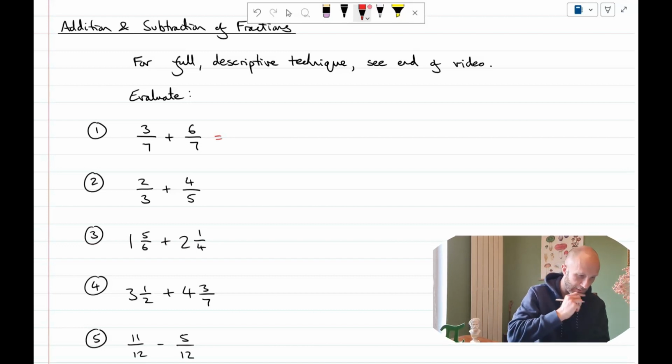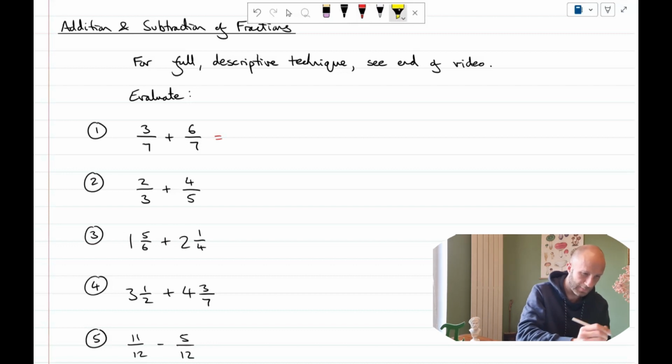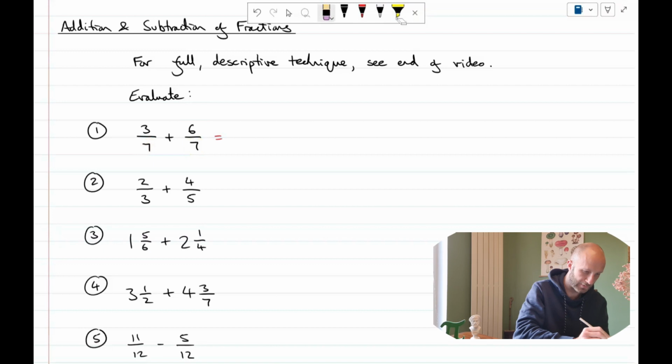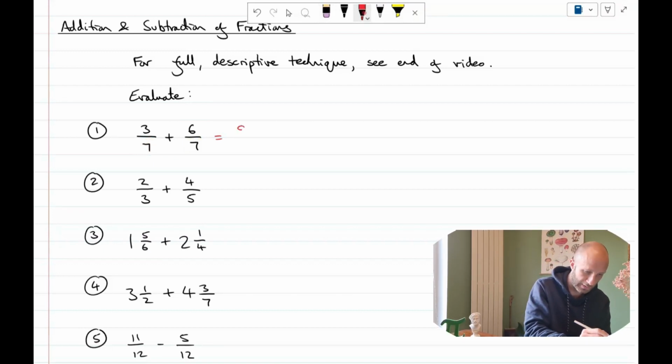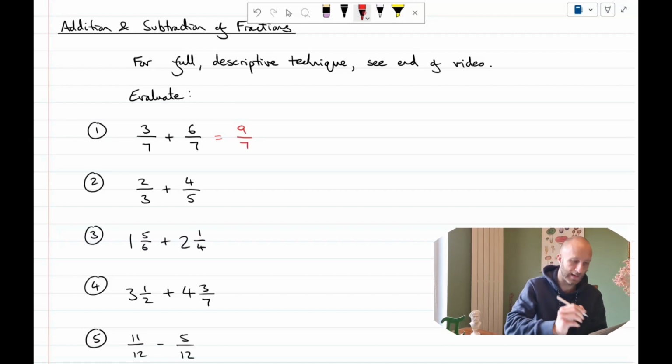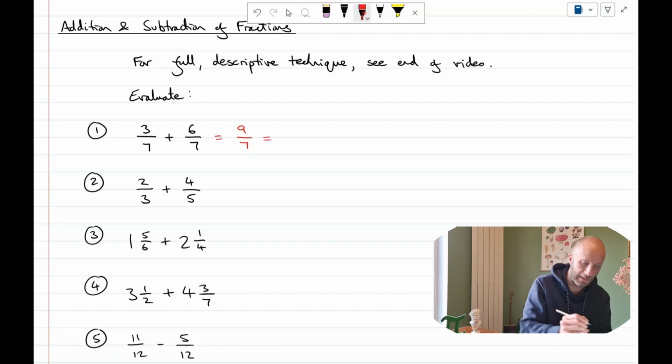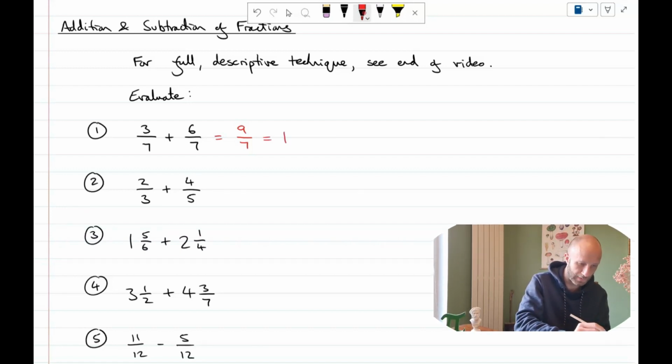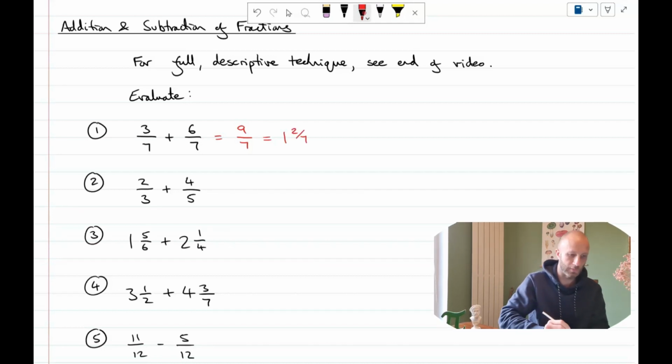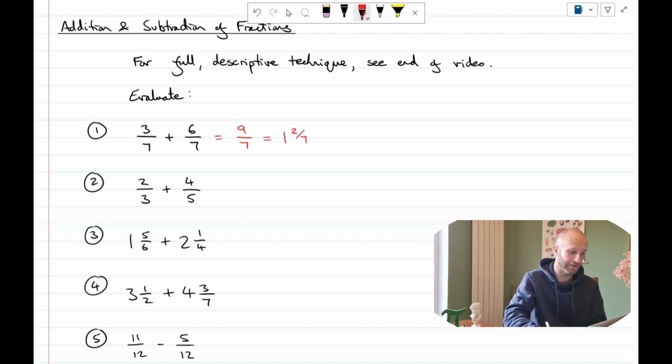So if we have a look at question 1, 3 sevenths plus 6 sevenths, because the number on the bottom, the denominator, is the same, we can just add these fractions straight away. And in order to add them, all we have to do is add the numerators. So it's literally 3 plus 6, which is 9. The denominator doesn't change, remember that always stays the same. And then we should always write as a mixed number if we can, which means we divide 7 into 9, which goes in once, and there's 2 left over, so it's a remainder of 2. So you end up with 1 and 2 sevenths. Hopefully you're happy converting between your mixed numbers and your improper fractions.